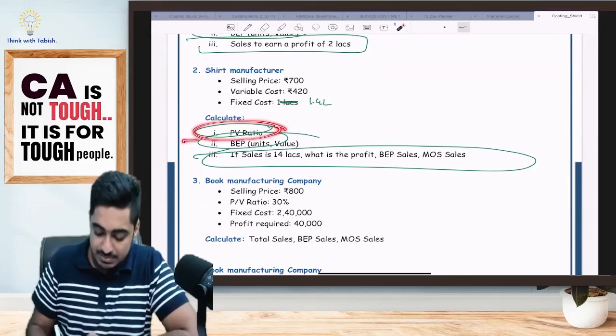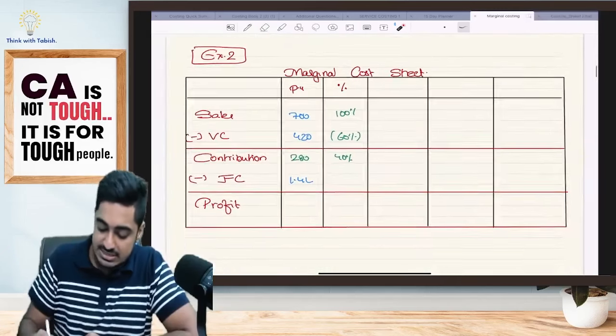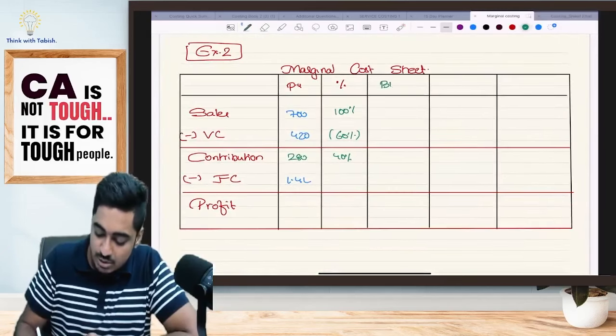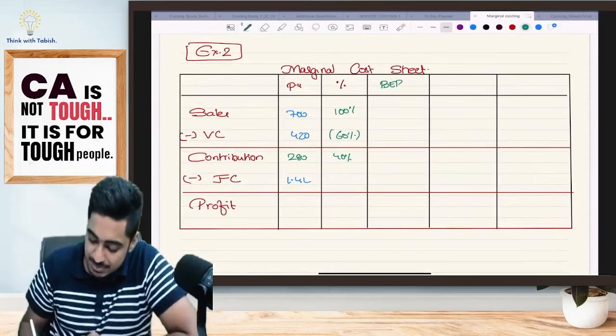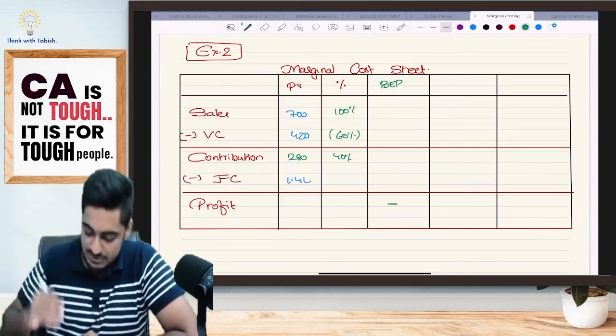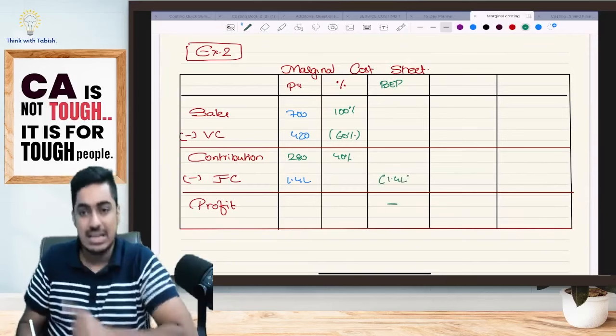Once this is clear, PV ratio, did we calculate already? Yes, sir, 40%. BEP, they're asking. Okay, sir, let us calculate BEP. Tell me, is there a need to by-heart a single formula? No, sir. See, sir, BEP means no profit, no loss. How much fixed cost do we have to pay, sir? Sir, 1.4 lakh fixed cost I have to pay.